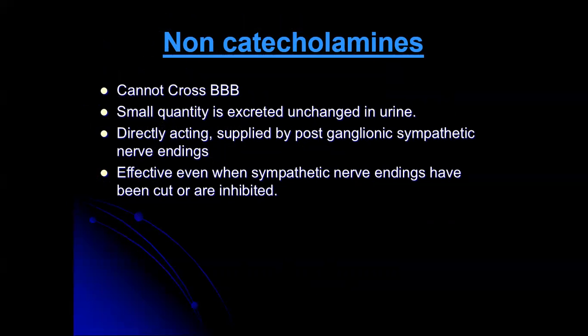Non-catecholamines cannot cross the blood-brain barrier. A small quantity is excreted unchanged in urine. They are directly acting, supplied by postganglionic sympathetic nerve endings, and effective even when sympathetic nerve endings have been cut or are inhibited.